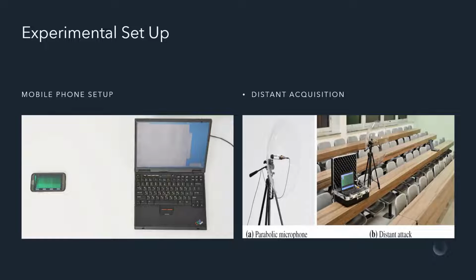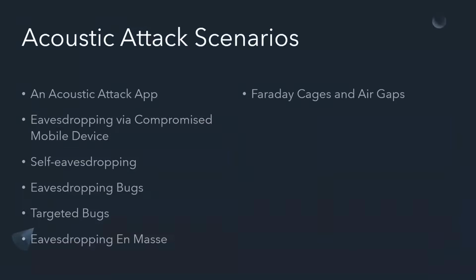In the acoustic attack scenarios, I'll explain more on this. We have an acoustic attack app. We have eavesdropping via compromised mobile devices. So we have self-eavesdropping, eavesdropping bags, targeted bags, eavesdropping and mass, Faraday cages and air gaps. In class, I will go through them in depth. Now I'm just trying to list them.